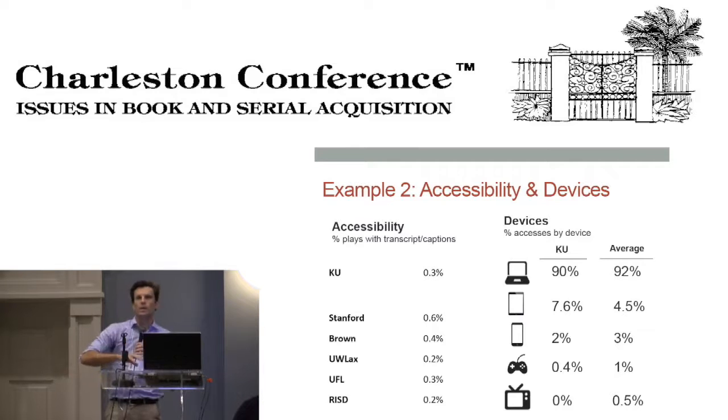When we look at commuter campuses versus residential campuses, 6% of students will use mobile devices to access these films, 3% at residential campuses. So it's really interesting to understand the profile of your user body in the context of other campuses, because that obviously impacts the way in which you need to deliver content.